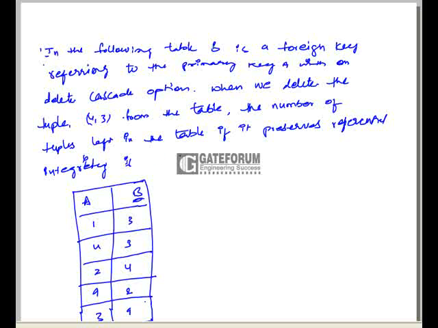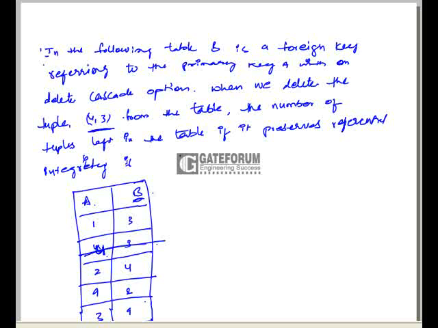Here it is given that attribute B is a foreign key referring to the primary key A. That means the values which are allowed under attribute B must be present under A. Other than those values should not be present under B. And so if we delete tuple 4 comma 3, the tuples in which the value of B is 4 should also be removed.